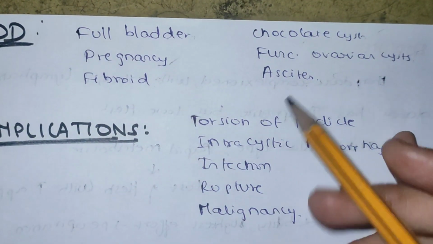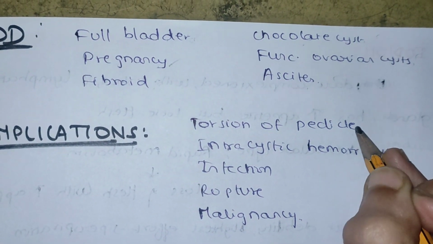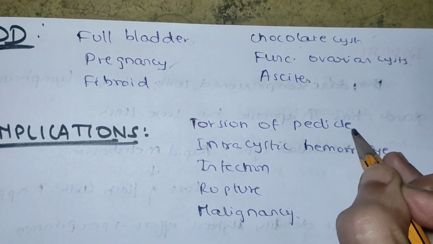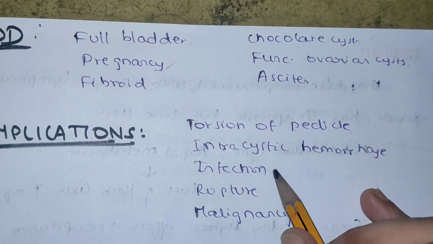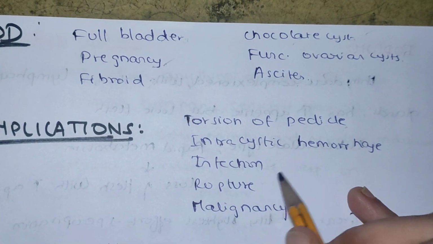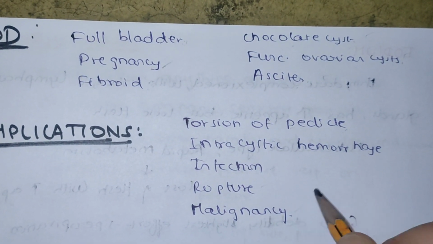Next is about the complications. If a pedicle is present in the tumor, there may be torsion of the pedicle. Intracystic hemorrhage may occur, infection may occur, rupture of the cyst occurs, and malignancy is common.